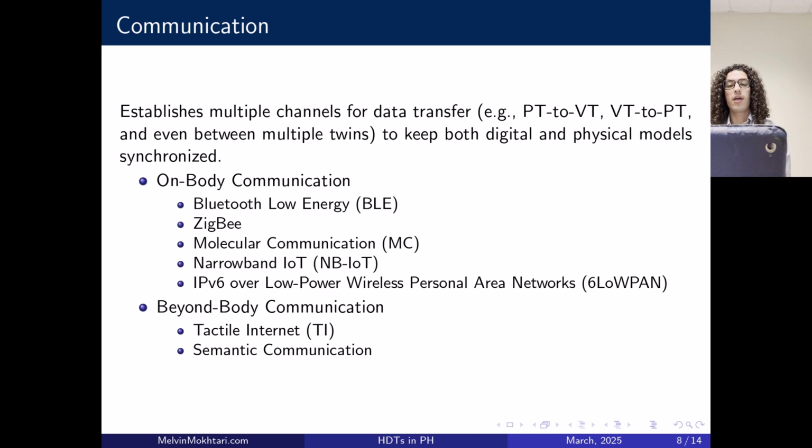For beyond-body communication, these types of sensors connect the local gateway to remote servers like the cloud data centers where those virtual twins live. So they need to handle lots of data, and this huge amount of data should be handled really fast and in both directions. For this purpose, they have two different techniques or concepts: tactile internet and semantic communication.